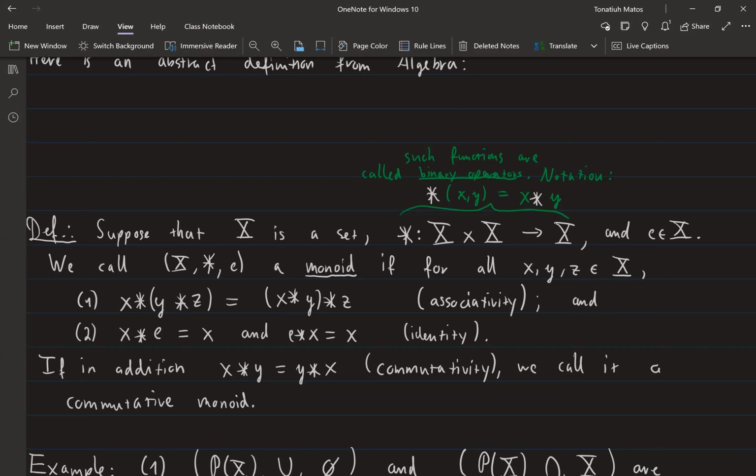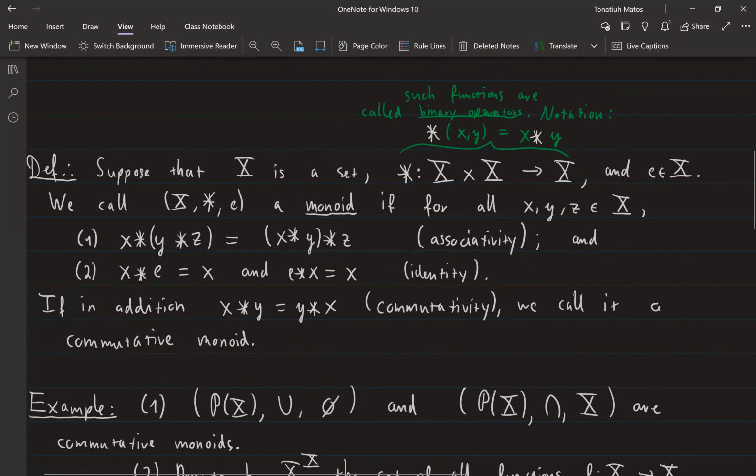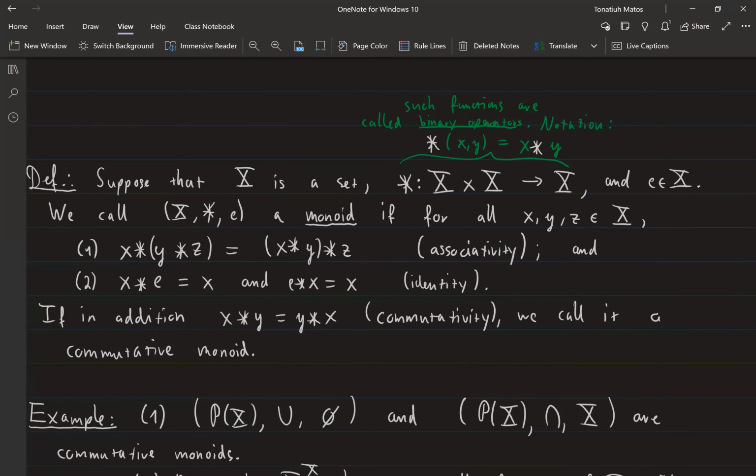Actually, maybe I should have written that example down. I think I didn't. So let me give you two examples of commutative monoids that are very easy to verify based on properties we already saw in the lectures. Take the power set of some set, then the union forms a commutative monoid, right? The union is commutative, it's associative. What is the identity of the union?